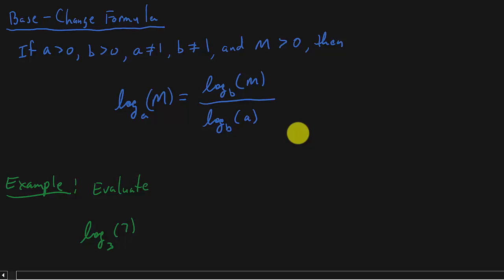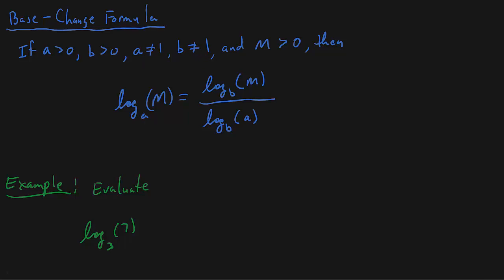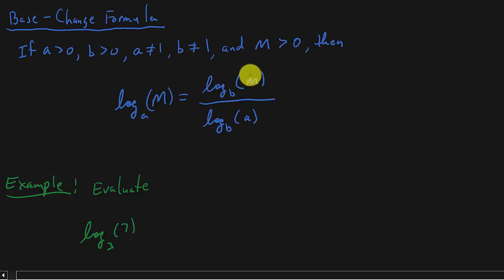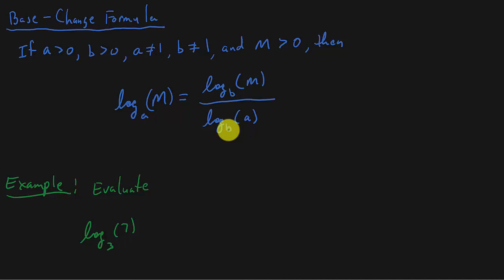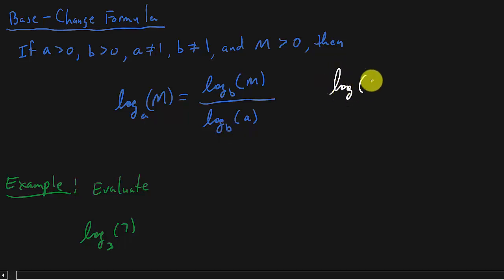So base change formula. If A is positive, B is positive, and neither one of them is equal to 1, and M is positive, then the log of M with base A equals the log of M with base B over the log of A with base B. So when does this base change formula come in handy? Well, if you have something like log 5 or natural log 2, you don't need the base change formula because you've got a log button and a natural log button on your calculator. Just punch it in, it gives you an answer.